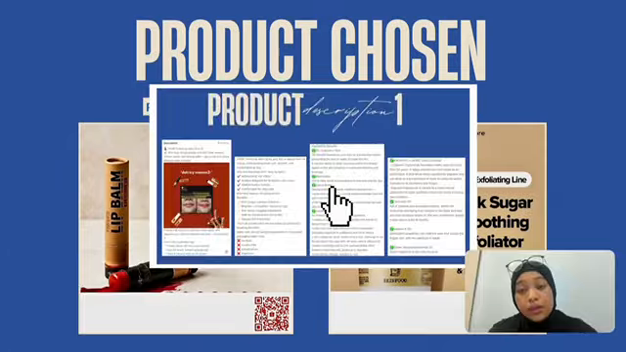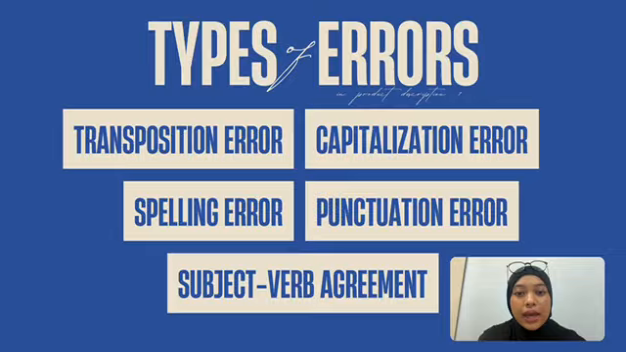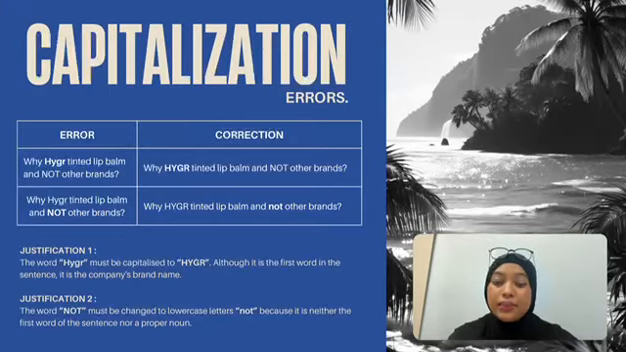Now let's look at our product description 1. After analyzing the description, we found several language errors that affect its clarity and professionalism, and we will explain each error and the appropriate correction of it. Alright. For product description 1, we identified 5 types of error: capitalization, punctuation, spelling, subject-verb agreement, and transposition. Although these mistakes seem minor, they can reduce the credibility of the product description. Now let's begin with the capitalization errors.